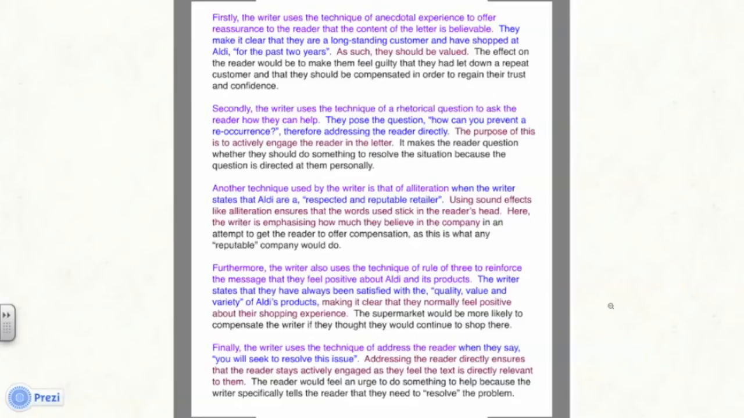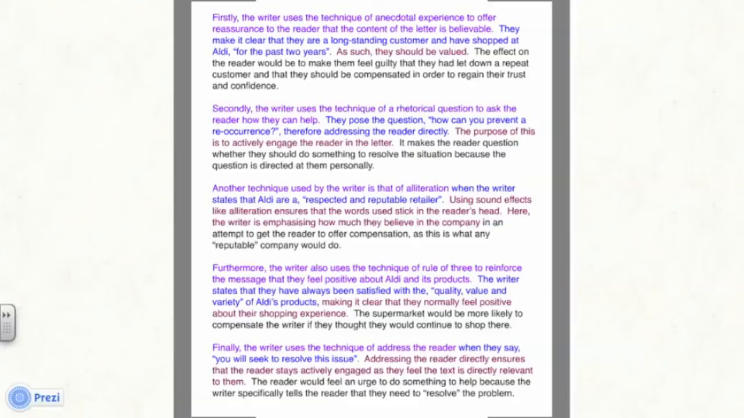Another technique used by the writer is that of alliteration, when the writer states that Aldi are a respected and reputable retailer. Using sound effects like alliteration ensures that the words used stick in the reader's head. Here, the writer is emphasising how much they believe in the company, in an attempt to get the reader to offer compensation, as this is what any reputable company would do.